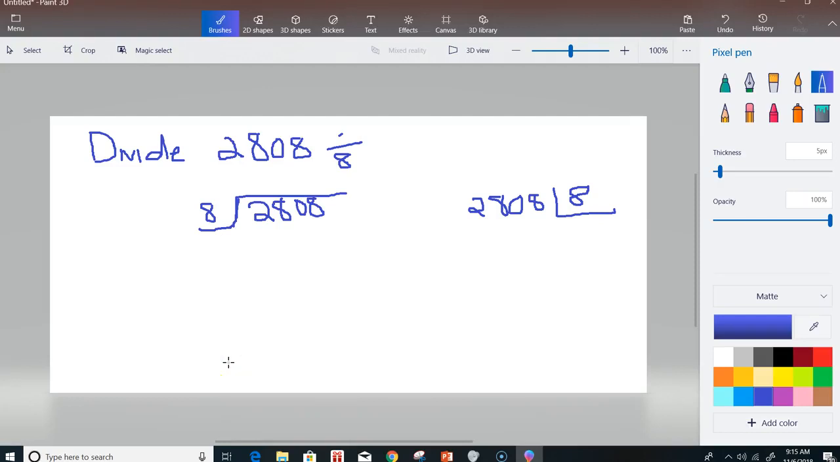Hello students. The other day we were learning about short-term and long-term division and the different parts of a division. Today we're going to try to divide by long division and learn a little bit more. As you can see on the left hand side we have a division. Our problem says divide 2808 by 8.